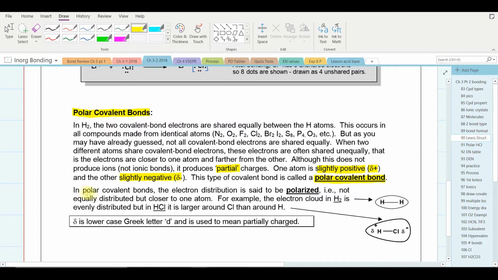So in polar covalent bonds, the electron distribution is said to be polarized. Think of the poles on the planet Earth. Think of poles on a magnet. There's a separation of charge. So that is not equally distributed, but closer to one atom.